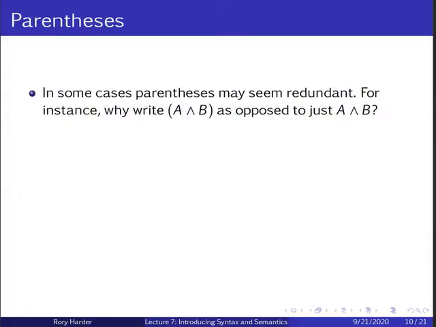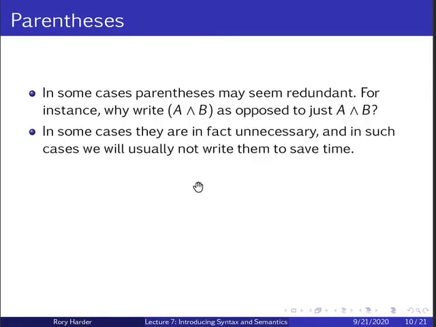There are two more things I'd like to talk about in this video as an introduction to syntax. The first is parentheses, and then after that, I'll talk about scope. In some cases, parentheses may seem redundant. So for instance, if you're just talking about a simple conjunction between two sentence letters, A and B, why would you write A and B in parentheses as opposed to just A and B?